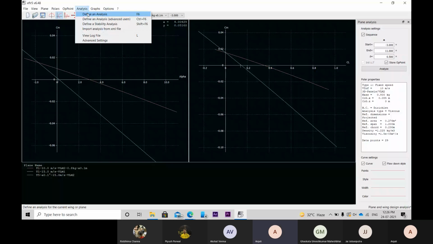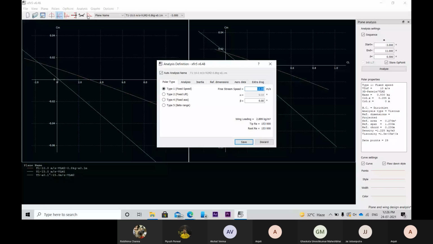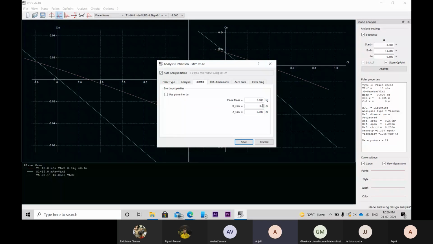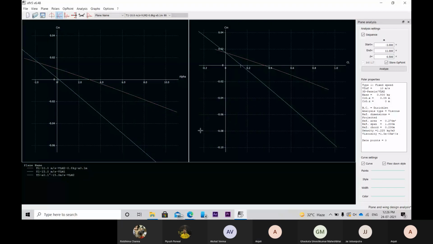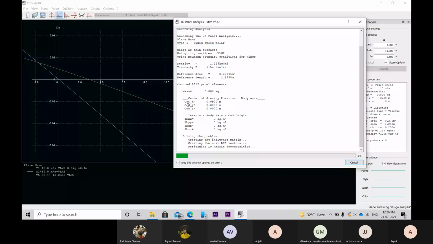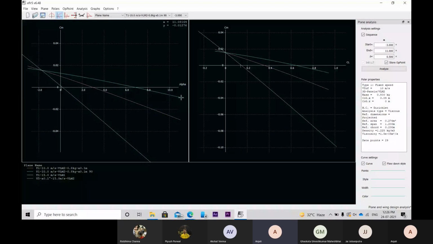Say 90. Also, you can just type to keep it safe. Yeah. So you can see that the angle of attack is more positive and the pitching moment is a bit less negative than before.